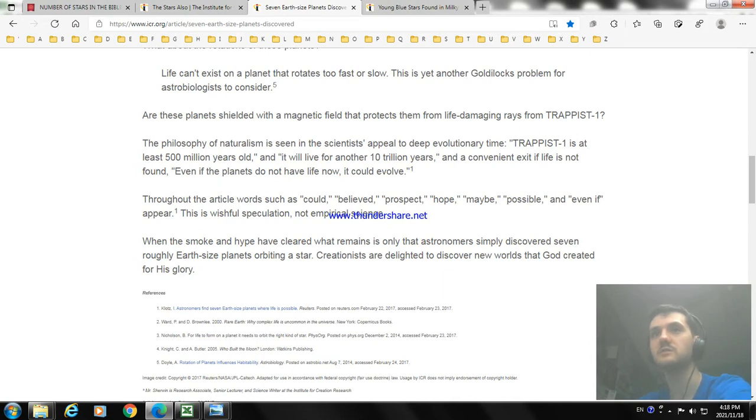Okay, because you're wrong. I believe there's blue dwarf stars today. Anyway, let's keep reading. Throughout the article, words such as believe, prospect, hope, maybe, and even if appear as foundation of science, of physical science. Of the smoke and hype, but clear what remains only astronomers. So they discovered 7 roughly Earth-sized planets orbiting a star. Creationists are likely to discover now new worlds that God created for His glory.